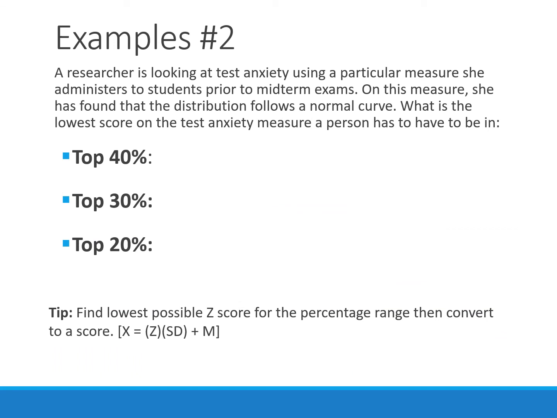Here's another example. This researcher who was looking at test anxiety is using that particular measure, so we're looking at the same measure. We want to know what is the lowest score on the test anxiety measure a person has to be in the top 40%, the top 30%, or the top 20%. Now for this example, we want to find the lowest possible z-score for the percentage range and then convert that to a score, because we want to see what score a person would need to get on this measure to be in the top 40, the top 30, and the top 20%.